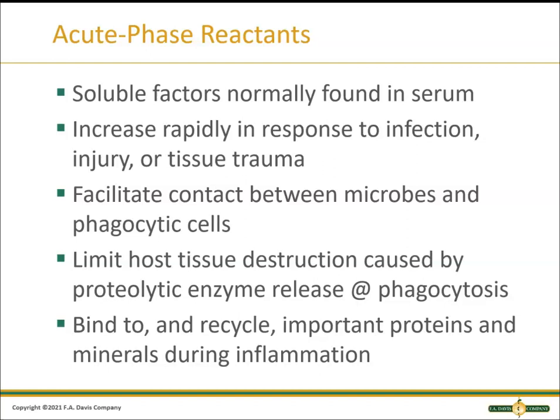So the liquids that we see, not the cytokines, but other liquid stuff that comes out, we call acute phase reactants. That's why they're called soluble factors. In other words, they're in the liquid stuff, which means they're found in the serum, the liquid portion of our blood. When somebody has an infection or something is hurt or injured or traumatized, we'll get more soluble factors out there. What this does is help our body to initiate contact between the microbes and phagocytic cells.